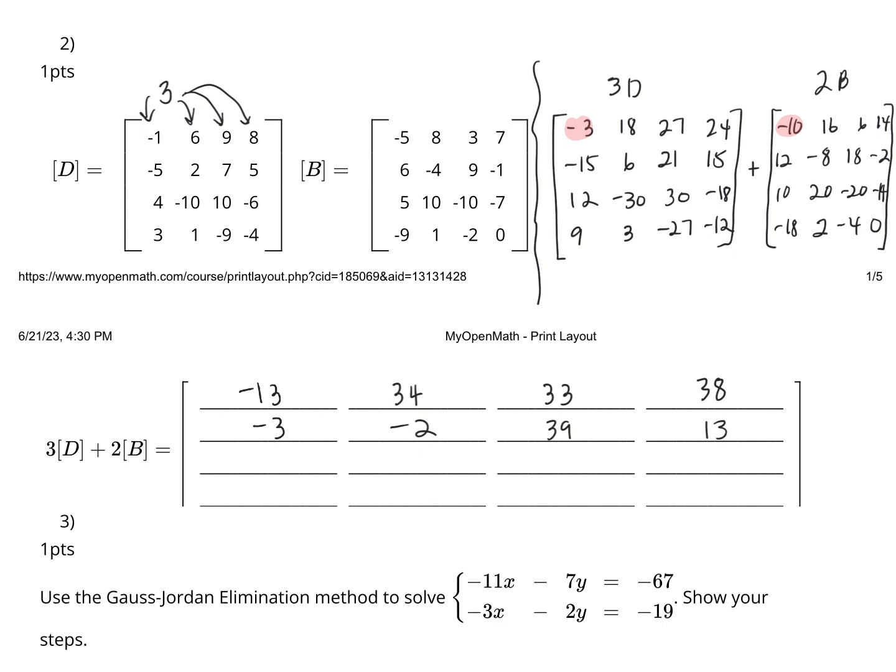Okay, on to row 3. 12 and 10 is 22. Negative 30 and 20 is negative 10. 30 and negative 20 is positive 10. Negative 18 and negative 14 is negative 32. Fourth row, we'll have 9 and negative 18 is negative 9. 3 and 2 is 5. Negative 27 and negative 4 is negative 31. And negative 12 and 0 is negative 12.